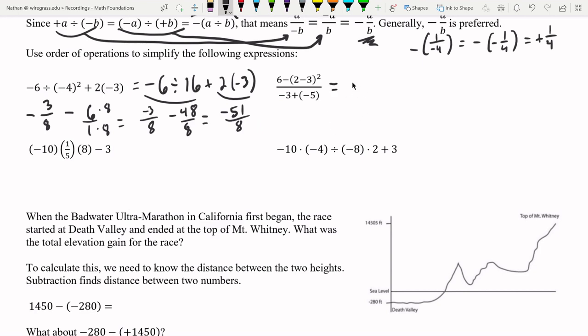All right, for this one, I'm going to simplify. The fraction bar means there's parentheses on top and bottom. So I'm going to first simplify the numerator and the denominator separately. Then I can do the division. Inside this, I need to do parentheses first. 2 minus 3 is negative 1. I'm going to go ahead and simplify this down to a minus there. Okay, negative 1 squared, I need to do that next. That's going to be negative 1 times negative 1 is positive 1.